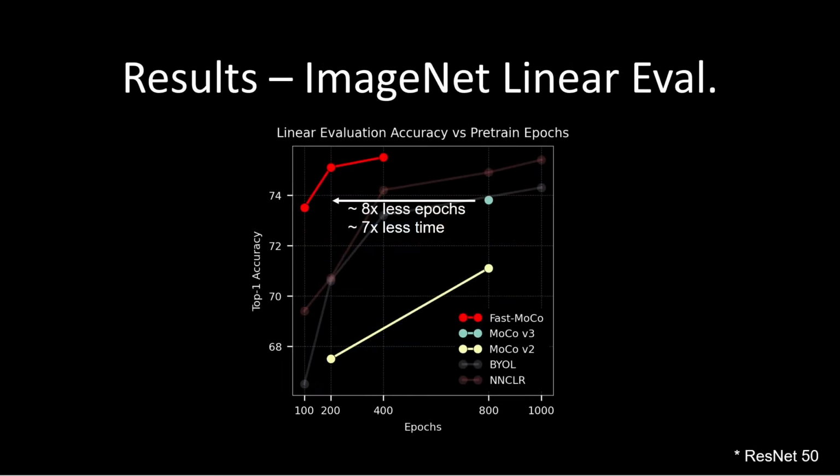For ImageNet linear evaluation results, our Fast-MoCo, which is basically MoCo v3 with combinatorial patches, when compared to the 800 epochs MoCo v3 baseline, has achieved a competitive performance with only 100 epochs of pre-training, which is approximately 7 times less training time considering the overhead of the additional operations, and 8 times fewer epochs in total. We also outperformed that baseline by a considerable margin with only 200 epochs of pre-training. And overall, we can achieve the same level of performance with much fewer epochs when compared to the other methods.